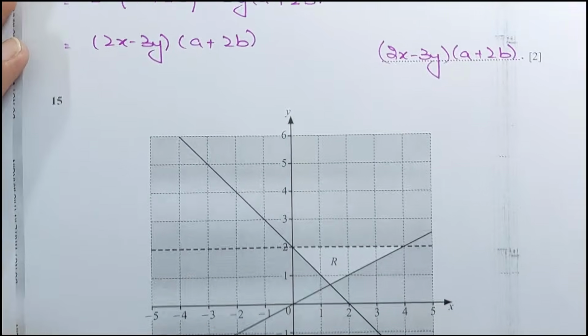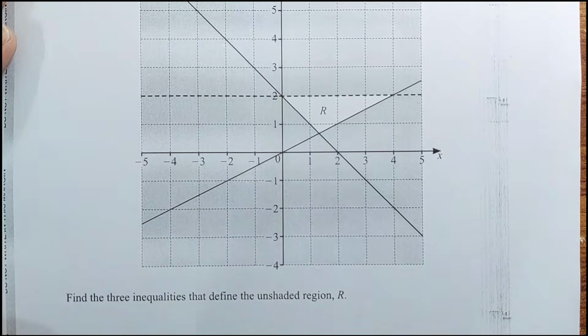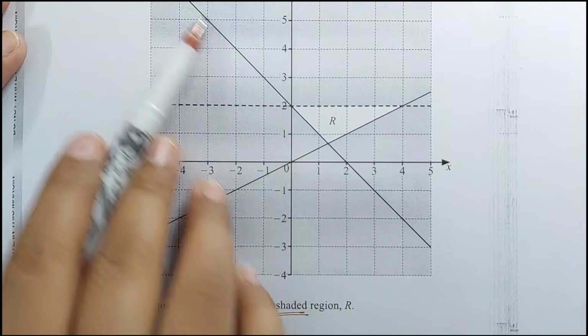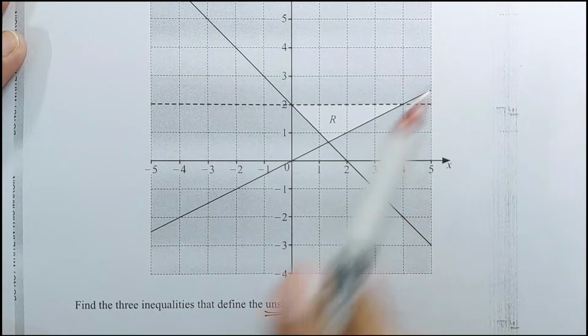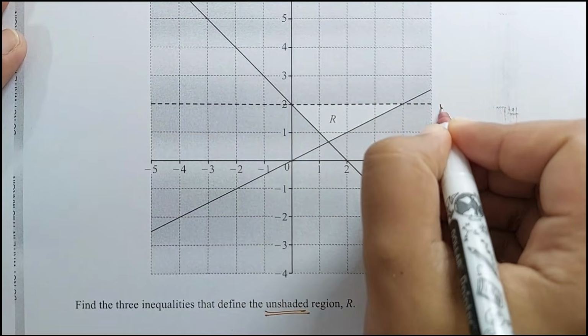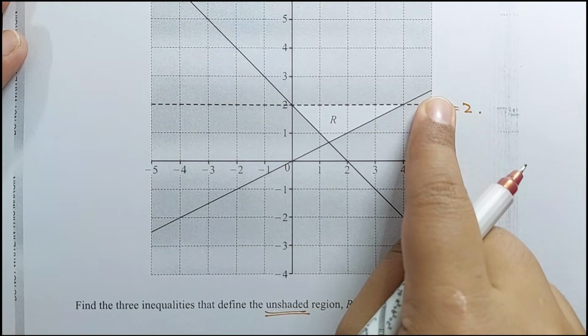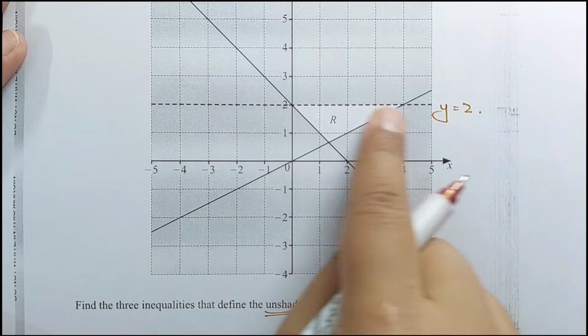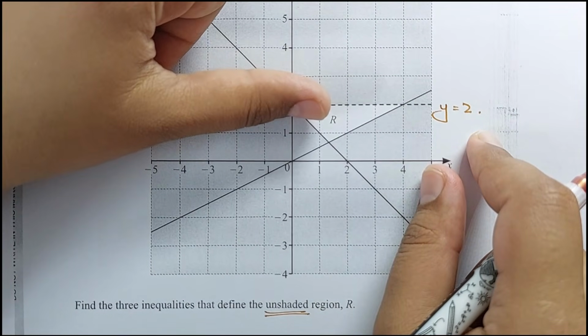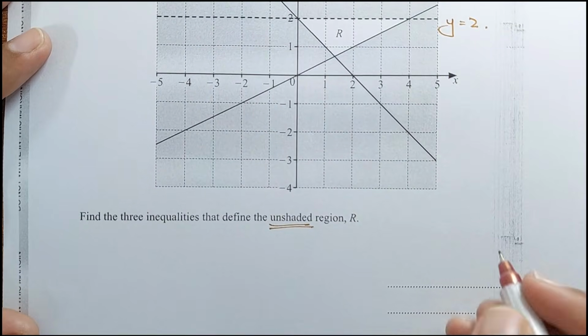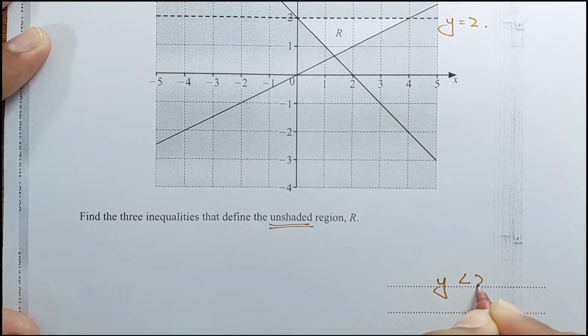Okay. Question number 15, find the three inequalities that define the unshaded region R, the unshaded one. This is unshaded one, right? The three inequalities, we have this line, and that line. So what is this line? This line is y equals 2. As you can see, this is a dotted one, and the unshaded region is when y is less than 2. So the first inequality we discovered is y is less than 2.